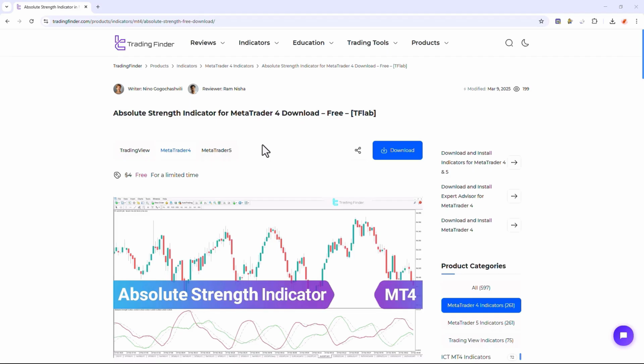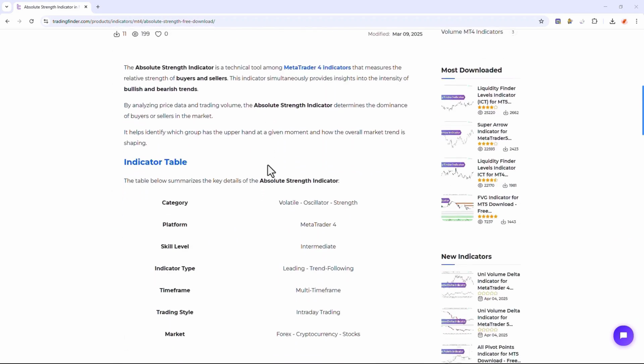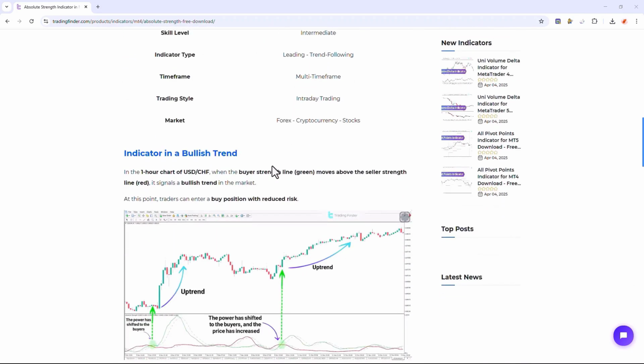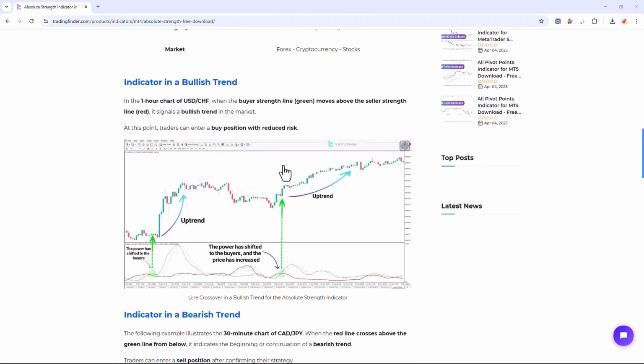The absolute strength indicator is offered for various platforms on the TradingFinder website. From this section, you can download the indicator file for MetaTrader 4 and MetaTrader 5 platforms and run it on the chart. Additionally, traders can read this page to understand how the indicator works and functions.